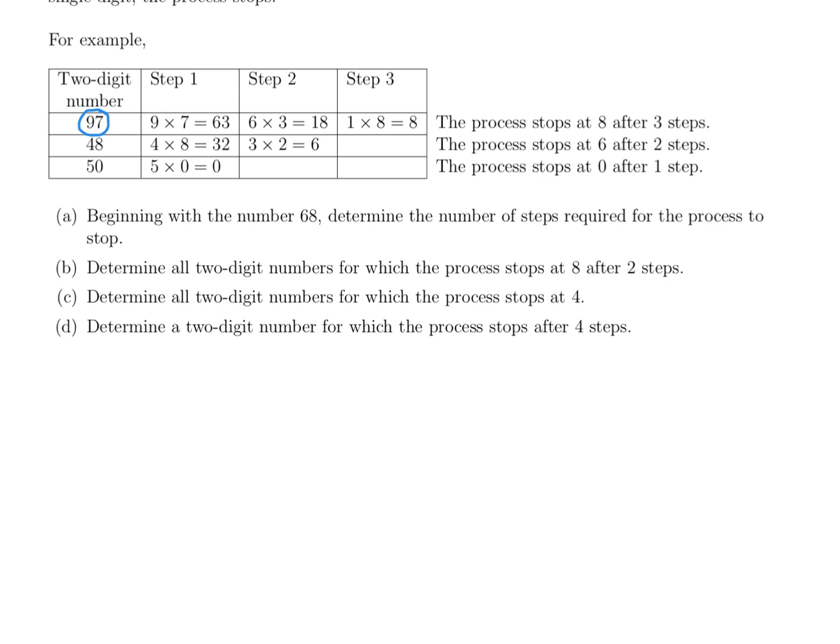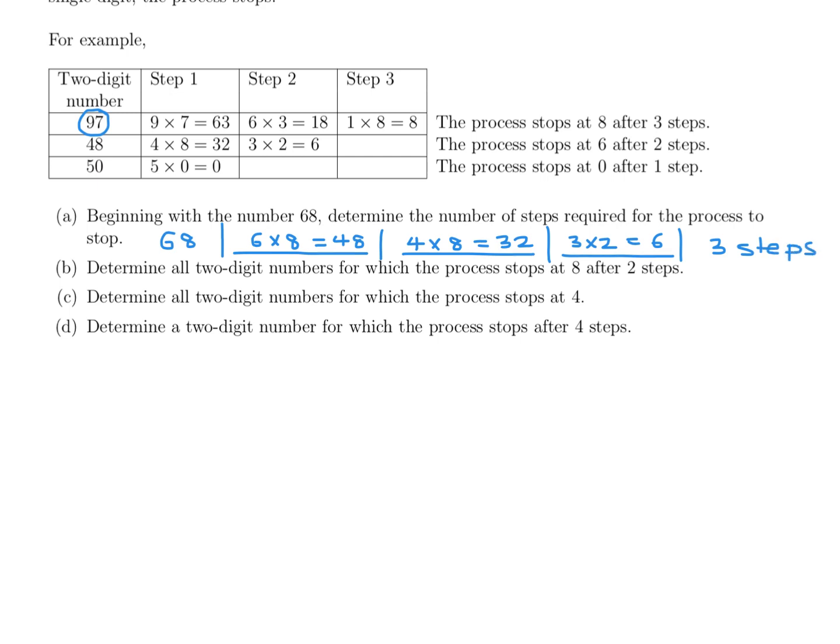Okay, so we started with 68. The first thing you do is multiply those numbers. 6 times 8 is 48. Okay, you got to keep going because it's not a single digit yet. 4 times 8. That is 32. Still not at a single digit, so keep going. 3 times 2. And that's 6. So that's when the process stops. How many steps did we have to take here? Well, this was our first step, second step, third step. So 3 steps. And I believe that is pretty much what they're getting at in part A.